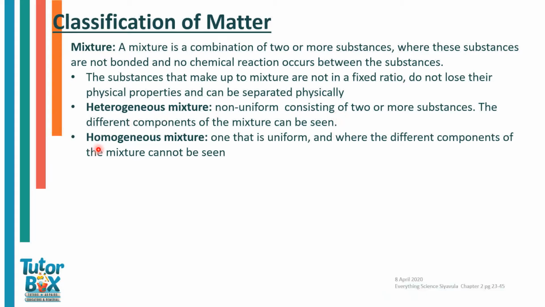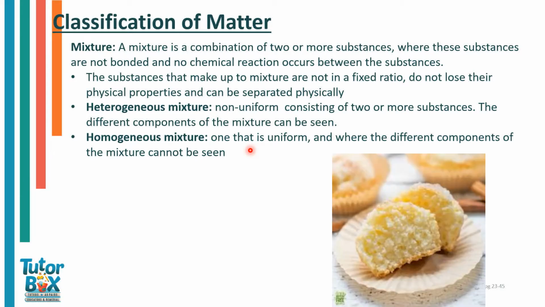A homogeneous, so homo means same, so that is uniform, where the different components cannot be seen. So for example, once you bake a cake and you put it in the oven and you slice it, you cannot tell that that part is an egg.